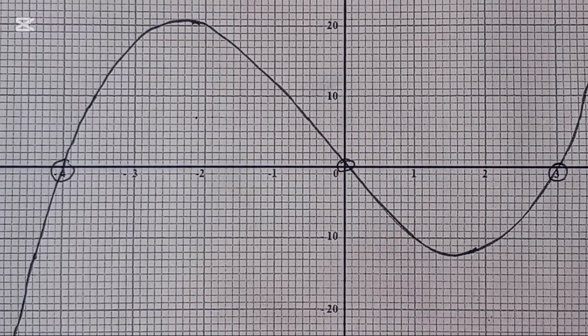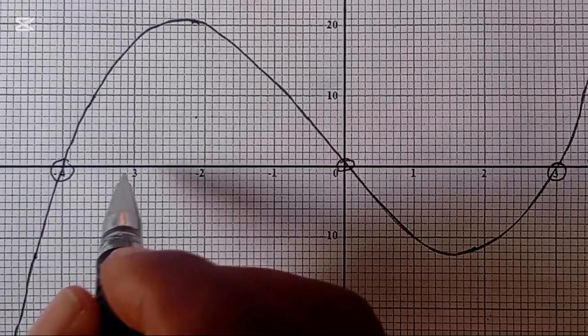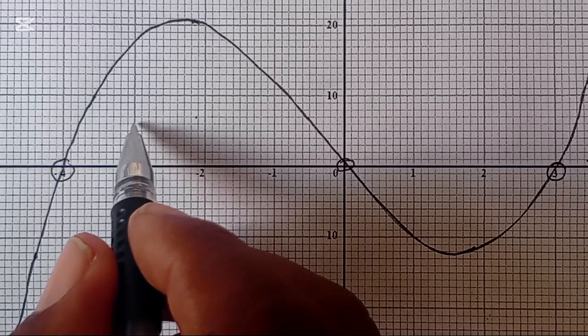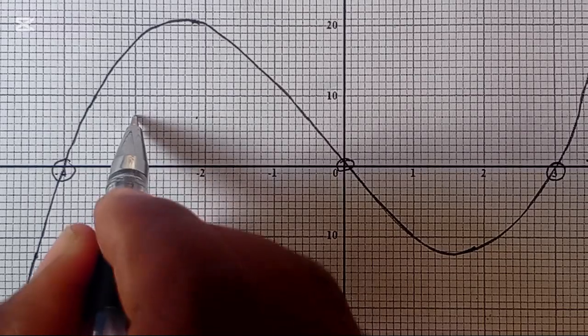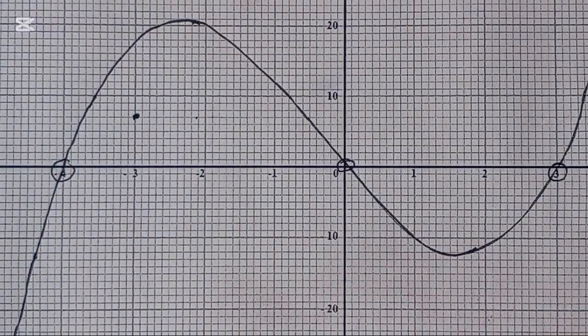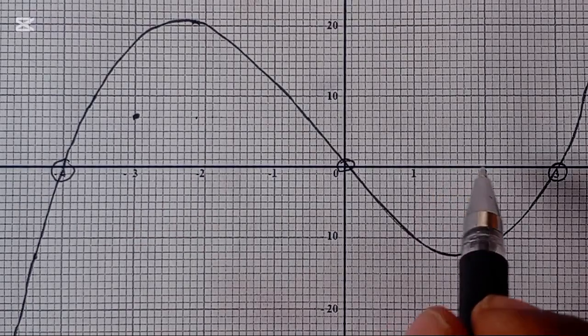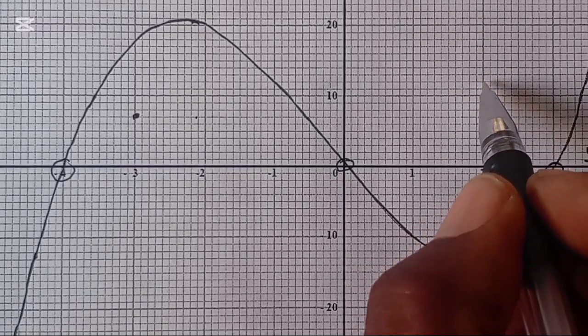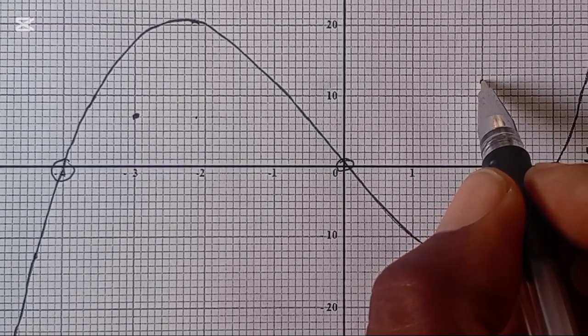So negative 3, 7. Negative 3, 1, 2, 3, 4, 5, 6, 7. So this is where my coordinate is. Then we have 2, 12. So this is 2, 10, 11, 12. So this is where it is.